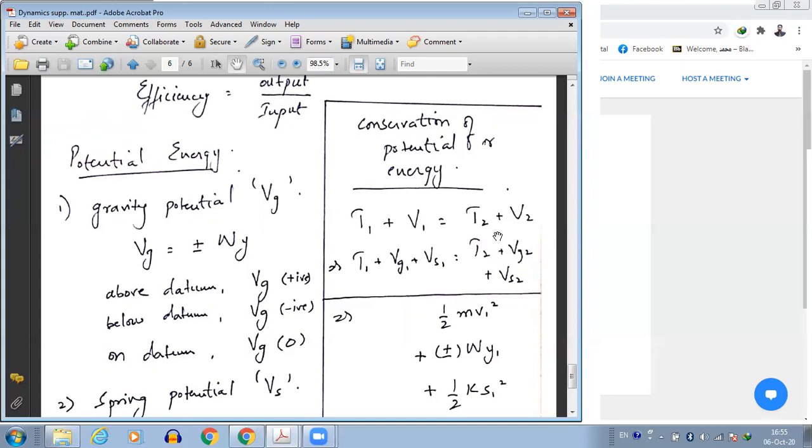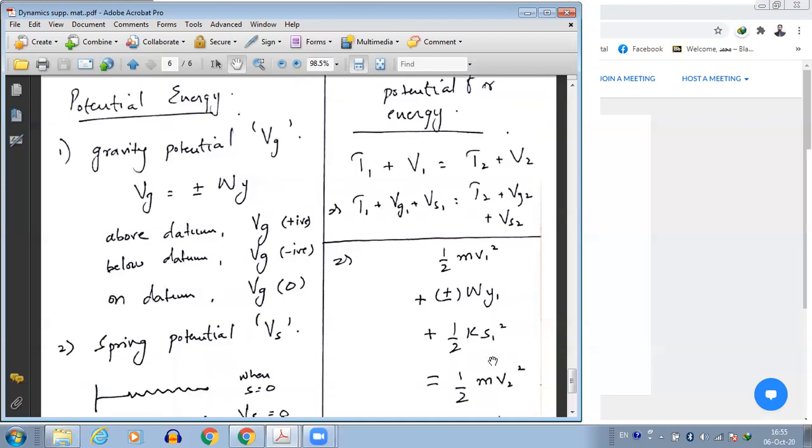So this is what it is: T1 plus V1 equals T2 plus V2. But V1 is of two kinds, VG1 and VS1. Similarly, V2 is also of two kinds, VG2 and VS2. So this becomes the complete formula: T1 plus VG1 plus VS1 equals T2 plus VG2 plus VS2. This is the conservation of potential, or conservation of energy.